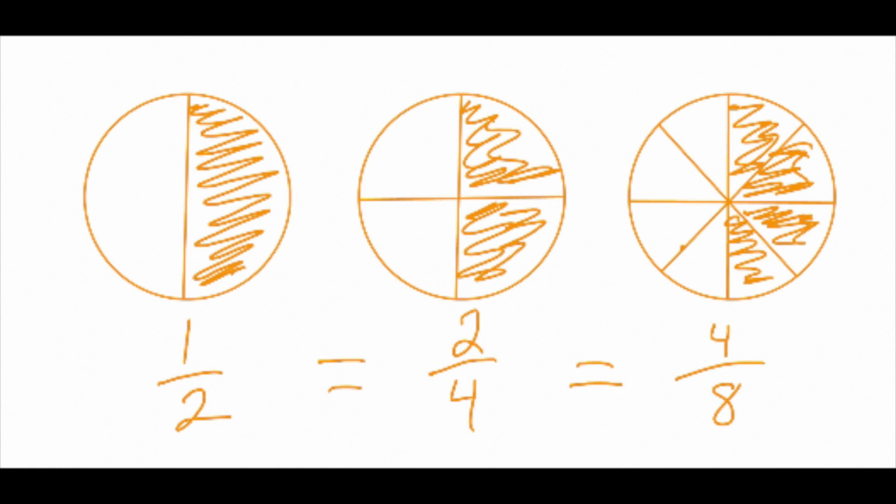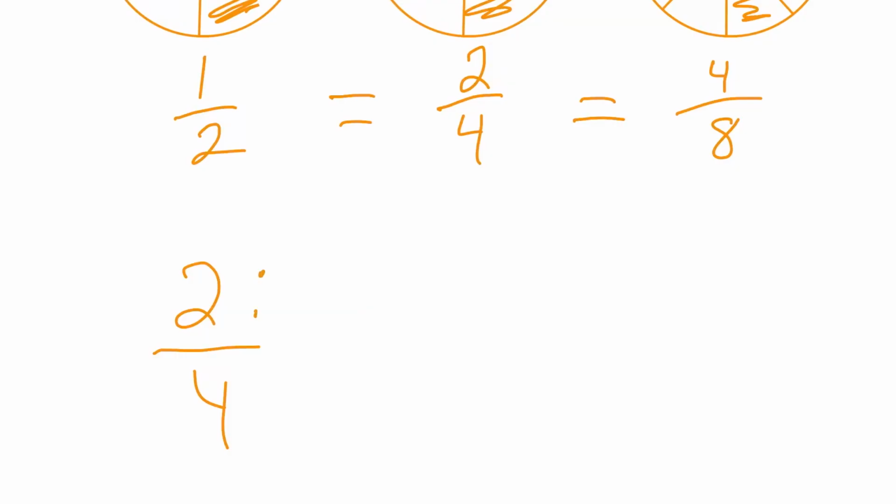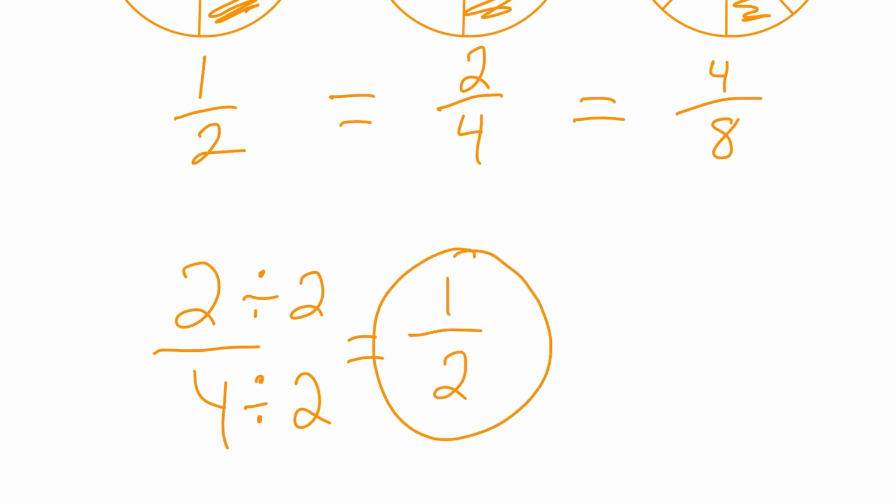So think back to our example that we just looked at. 4/8, 2/4, and 1/2. Let's look at 2/4 for a moment. If I divide the numerator and the denominator by the same value, in other words, I can find the greatest common factor of 2 and 4, which is 2, and then divide by that greatest common factor, I end up with the same fraction that I have on the left. So 2 divided by 2 is 1, 4 divided by 2 is 2, so 2/4 becomes 1/2. So 2/4 is equal to 1/2 because they can be reduced to the same exact fraction.